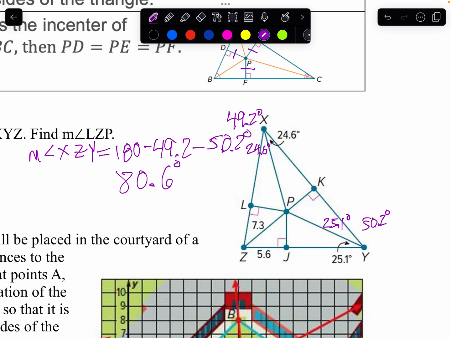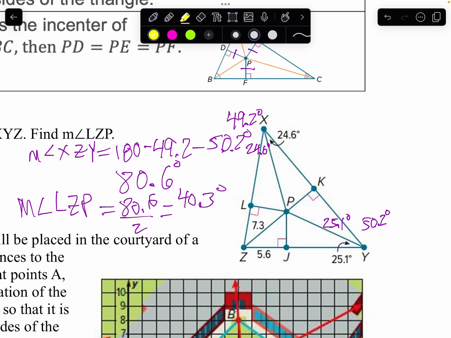But they didn't ask for XZY, they asked for angle LZP. So to find the measure of angle LZP, we are just going to take 80.6 and divide that by 2. So we get 40.3 degrees. And that would be the measure of our angle.